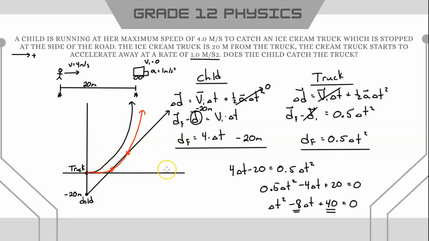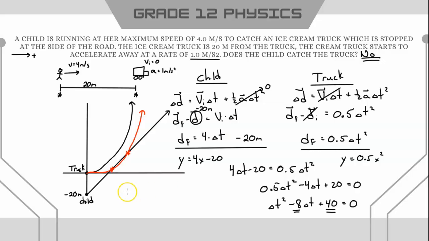Another way to check is if you're allowed to use Desmos, you can always plot these two equations, just like y equals mx plus b. You can have delta t as x, so you can plot this as y equals 4x minus 20, and this one would be y equals 0.5x squared. And you can see if those lines ever intersect. And they don't. All right, so does the child catch the truck? No, does not. But a follow-up question would be, how close? What's the closest the child gets to the truck?